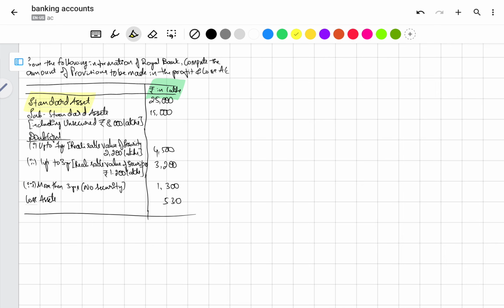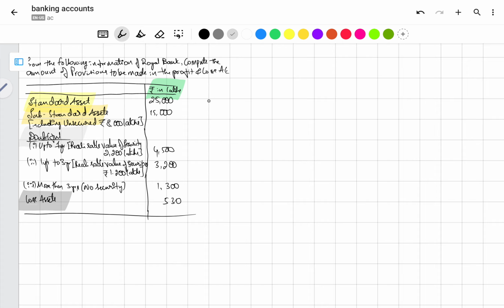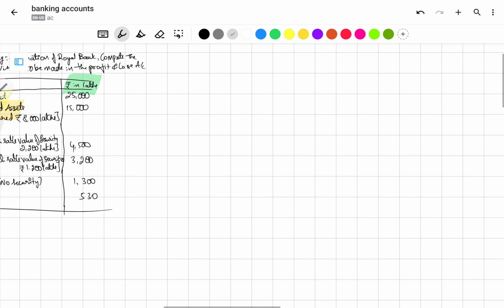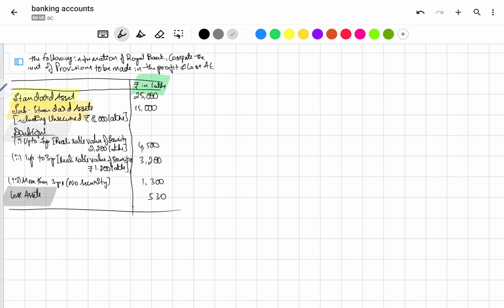These are the standard assets. Then we have substandard assets, then doubtful assets, then loss assets. These are the four types of classification which we have seen. Now in this there are details. I'll just solve the problem here itself. Computation of provision for the year ended so and so.